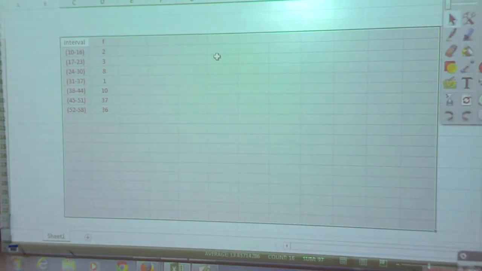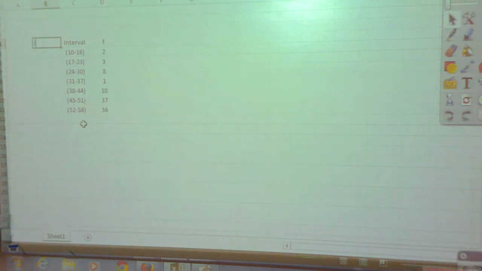So I'm going to do the lower class limit and the upper class limit. And you're just going to put 10, 16, 17, 23, 24, 30, 31, 37, 38, 44, 45, 51.